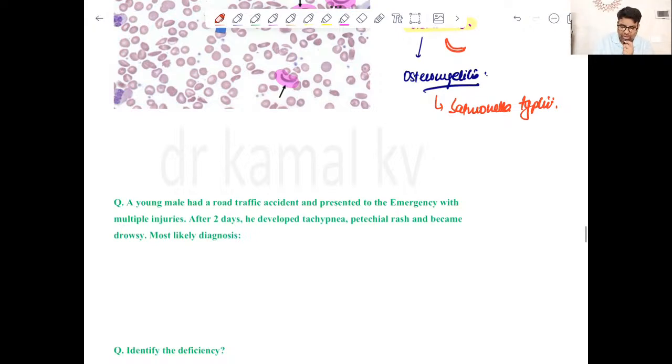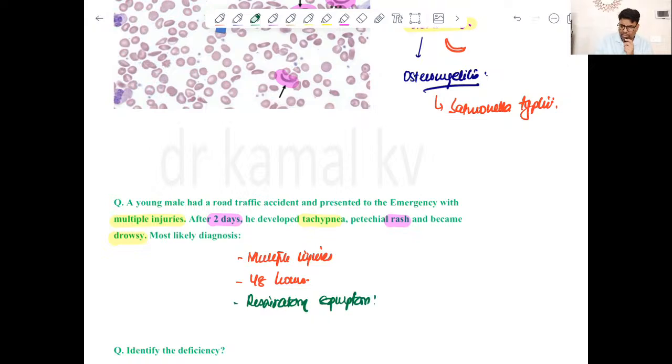Chalo, next question. A patient of road traffic accident having multiple injuries, then after 2 days he developed tachypnea, petechial rash and became drowsy. So I think it is quite straightforward question. You are getting multiple injuries, right? 48 hours, then respiratory symptoms, increased respiratory rate, that is tachypnea, then there is classical rash and CNS symptoms. So the moment you have this much of clues, I think there is no point in making a wrong diagnosis. So the answer is fat embolism, right?